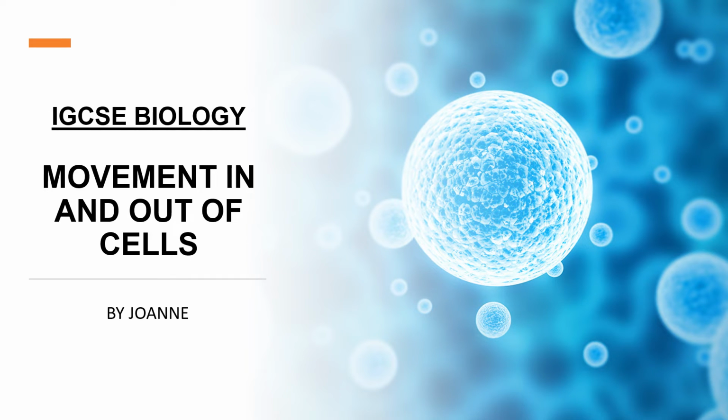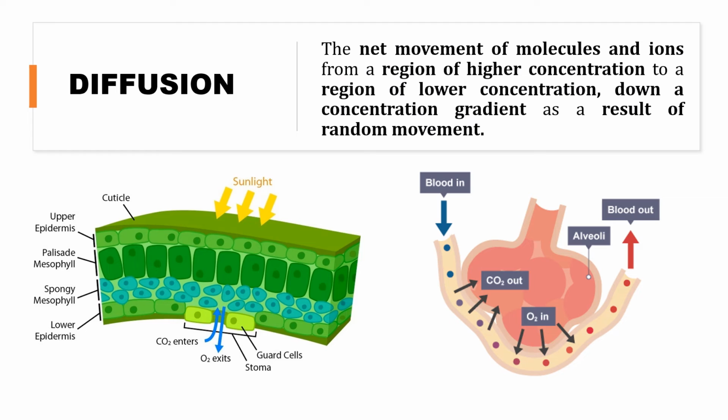Today we'll be exploring the topic movement in and out of cells. Diffusion is the net movement of molecules and ions from a region of higher concentration to a region of lower concentration down a concentration gradient as a result of their random movement.